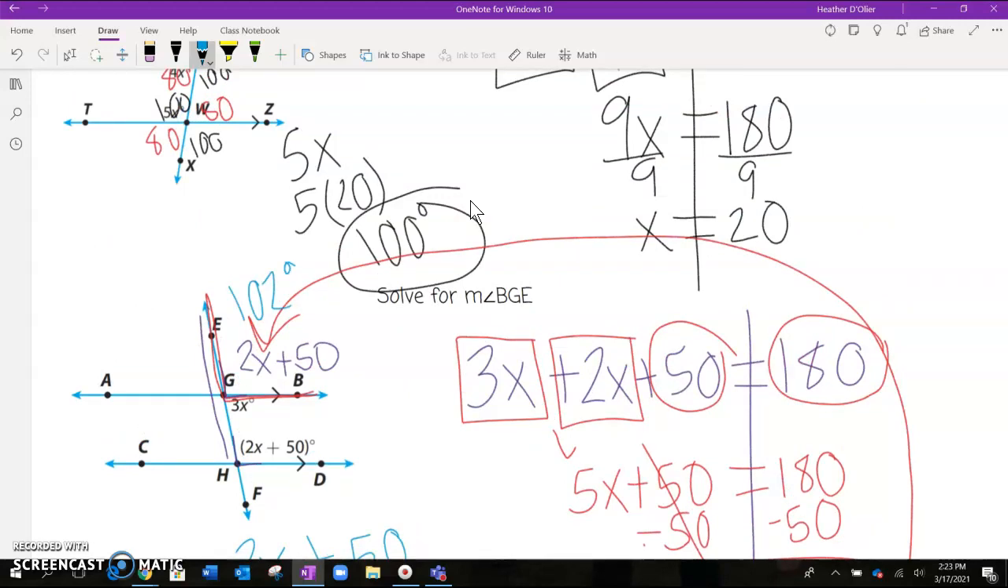And then I could use that to figure out my vertical angles. So if this is 102, this one's 102. That means this one's 102, this one's 102. And those other missing parts are 78. And that's how you can solve parallel lines cut by a transversal.